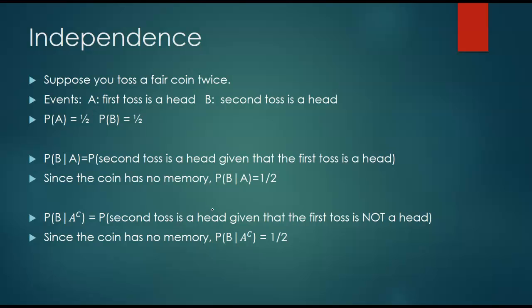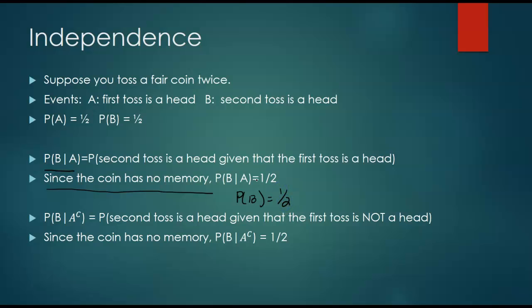Let's talk about independence. Suppose you toss a fair coin twice. So event A is that the first toss is a head, and event B is that the second toss is a head. Remember, coins don't have a memory, so the probability of A is 1/2 and the probability of B is 1/2. So now, what if we use given that? Probability of B given A, the probability that the second toss is a head given that the first toss is a head. Remember, the coin has no memory. The probability doesn't change. The probability of B given A is the same thing as the probability of B. They're both 1/2.